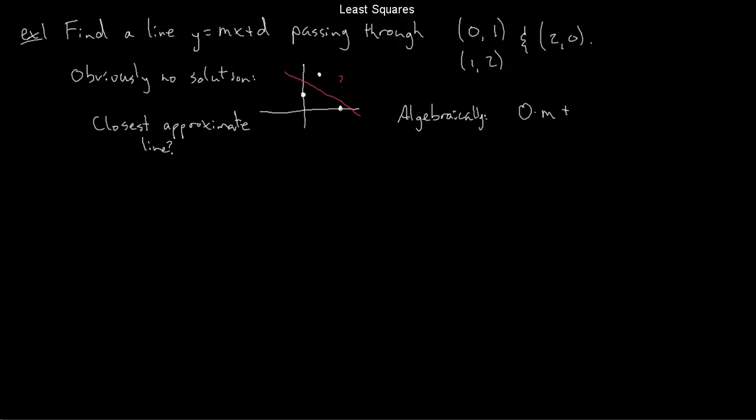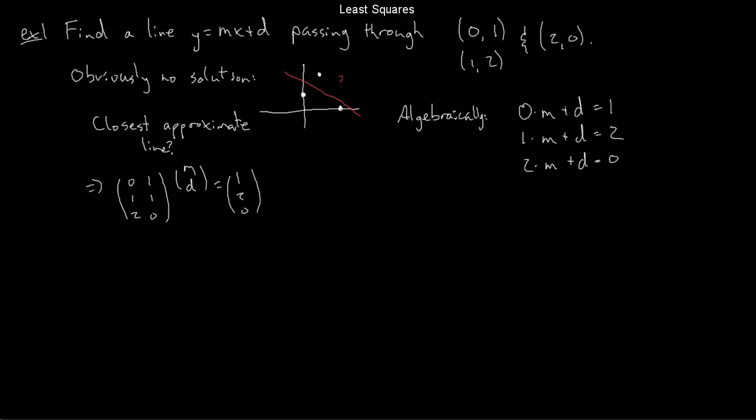Well, let's set up some algebra. If you just plug in those points into y equals mx plus d, it's a d, not a b, then you plug in 0, and you're supposed to get 1. You plug in 1, and you're supposed to get 2. You plug in 2, and you're supposed to get 0. So that's a system of linear equations, 3 equations and 2 unknowns. You can write it as a matrix. [0, 1; 1, 1; 2, 1] times (m, d) is supposed to equal (1, 2, 0).